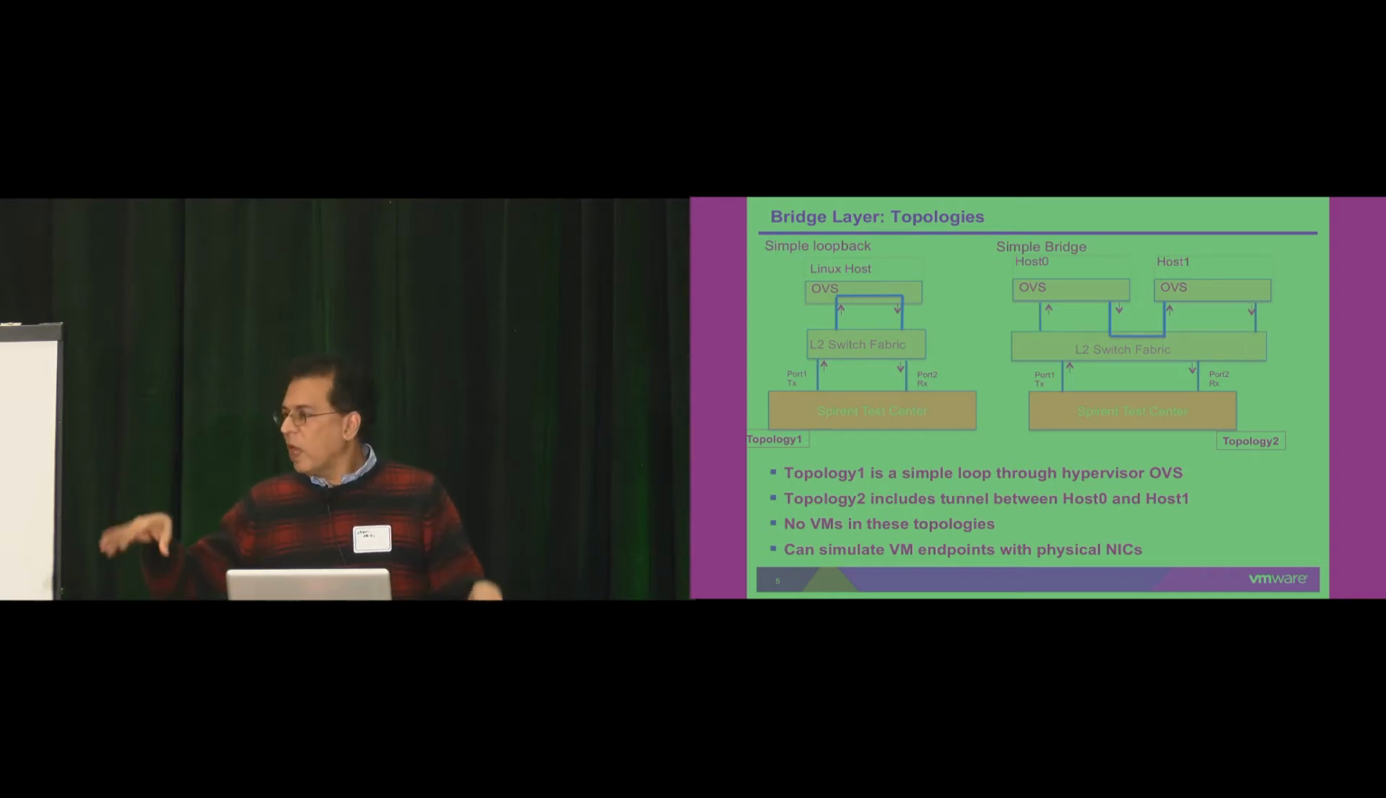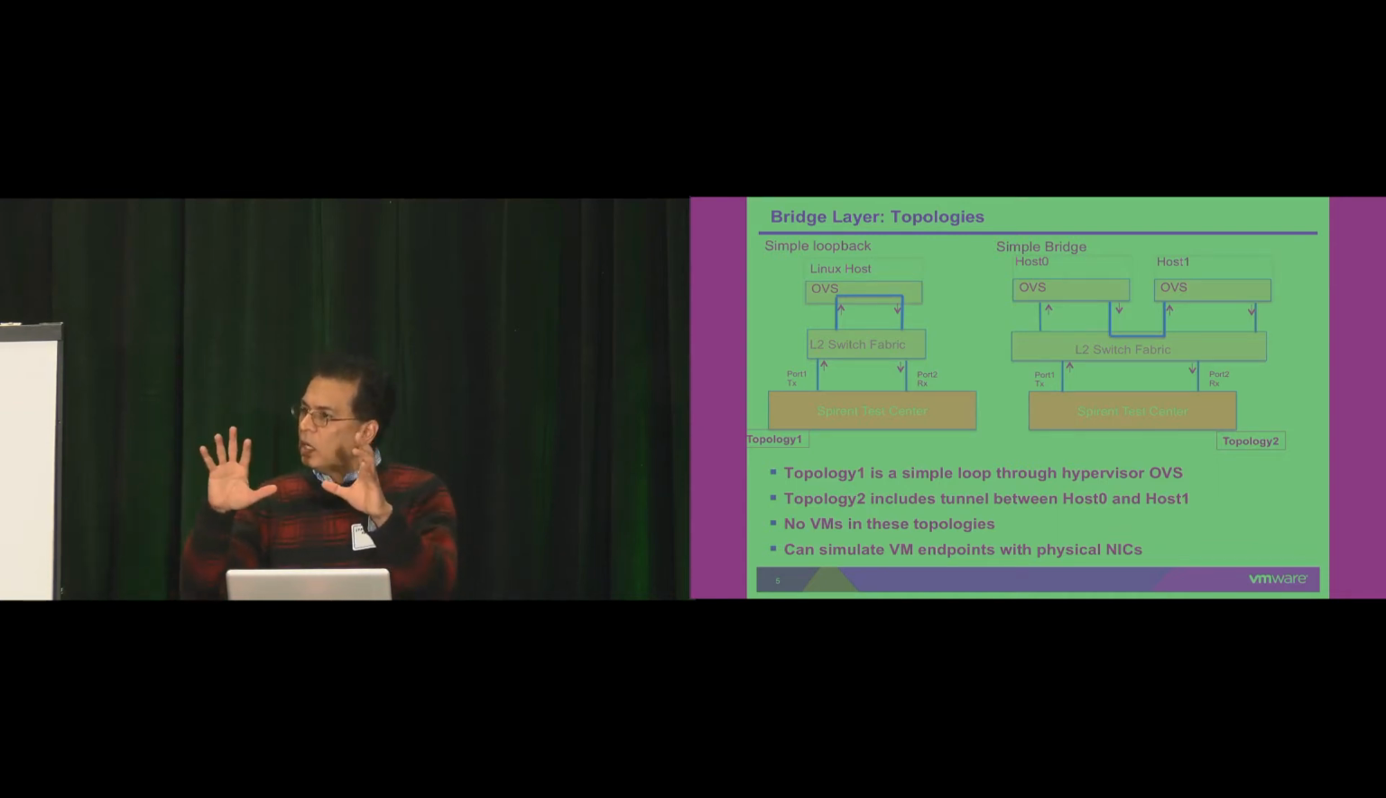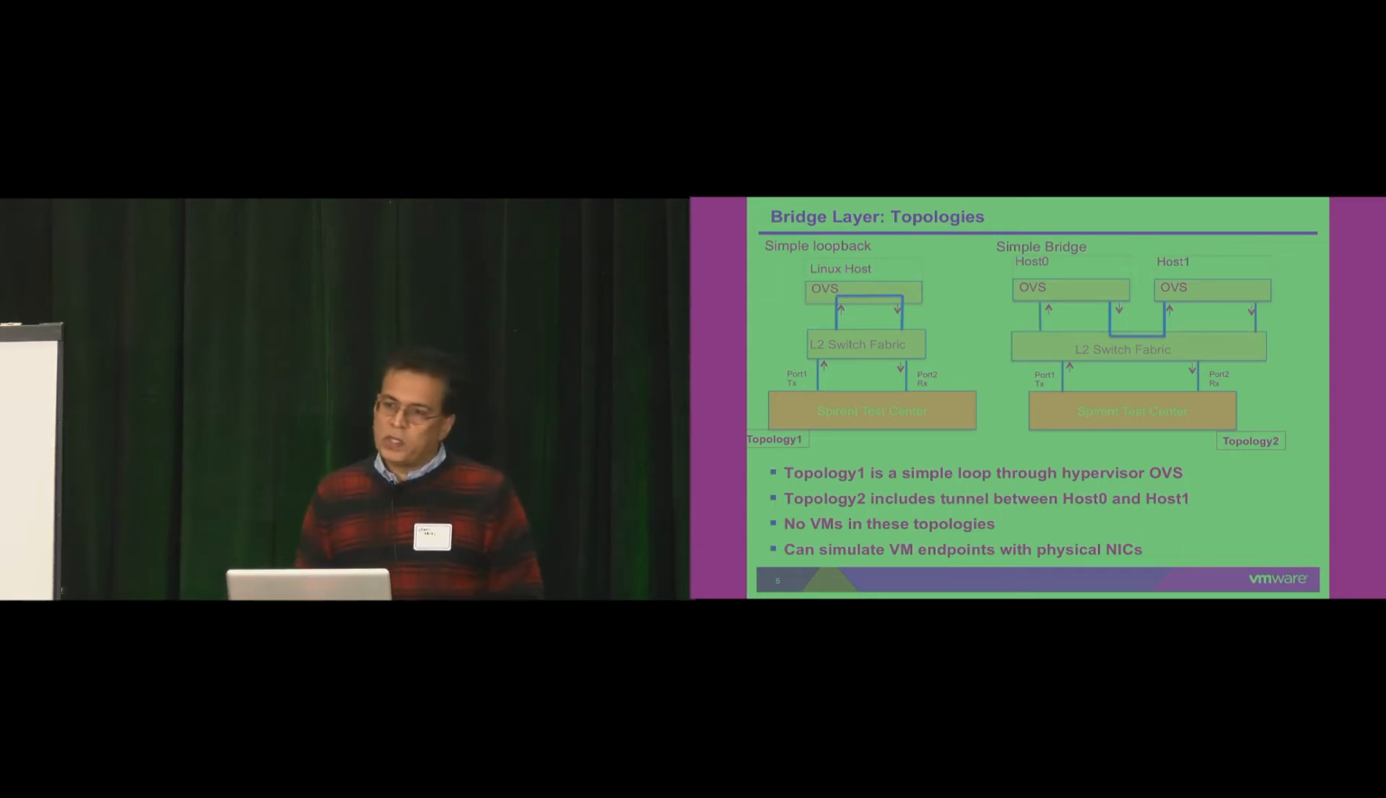In topology 2, we have two servers, and here you can connect them using different kinds of tunneling and isolate the performance impact of different tunneling or overlay mechanisms, right? And you will note there are no VMs in these topologies.